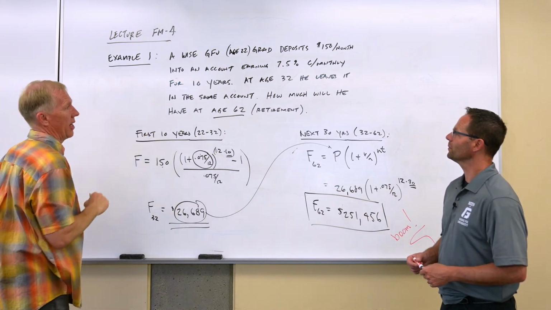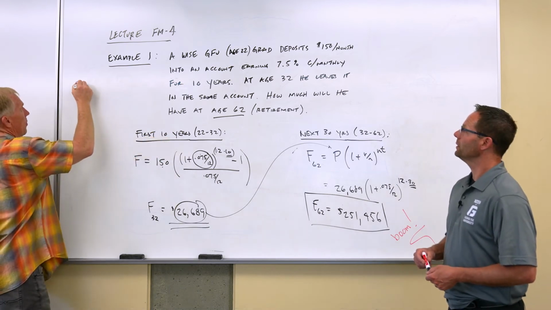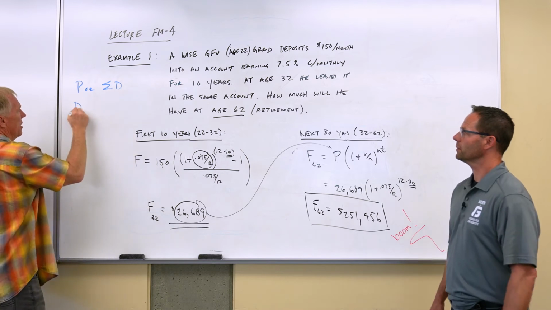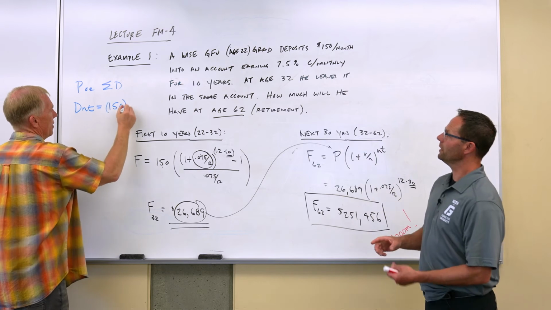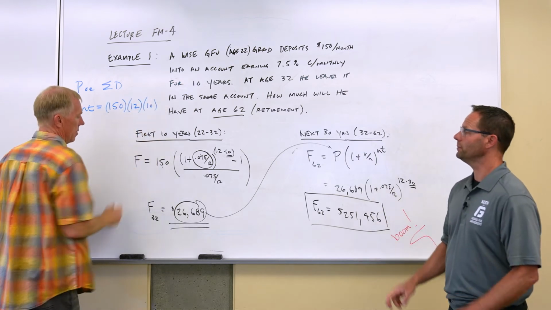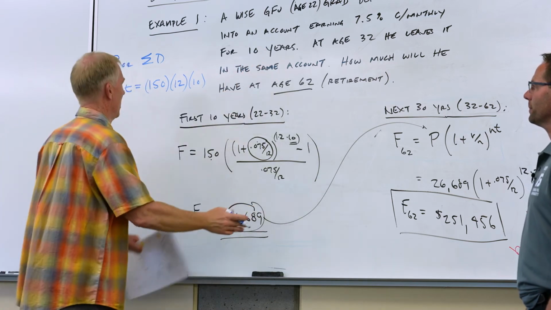Oh, that's our sum of the deposits. That's right. So our principal was the sum of deposits. That's what we put in, right? How much? $150 times 12 times a year, times 10 years. That's right, there were no more deposits, because once he stopped making deposits, that's it.